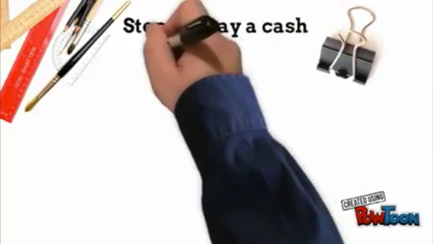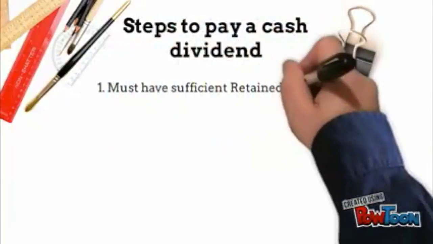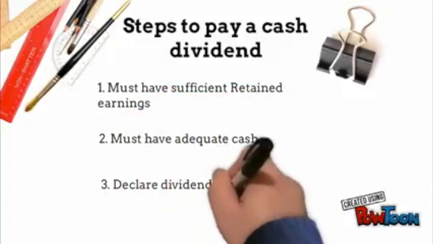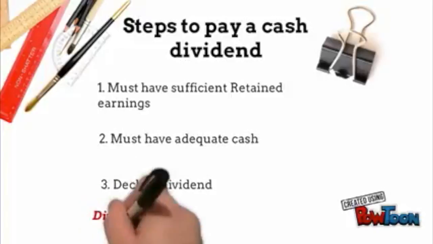Steps to pay a cash dividend. 1. You must have sufficient retained earnings. 2. Have adequate cash. 3. Declare the dividend. And remember, dividends are not a liability until declared.